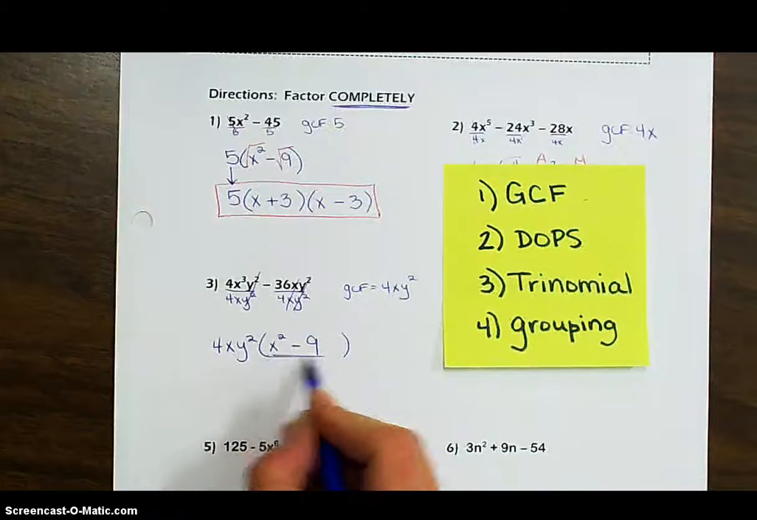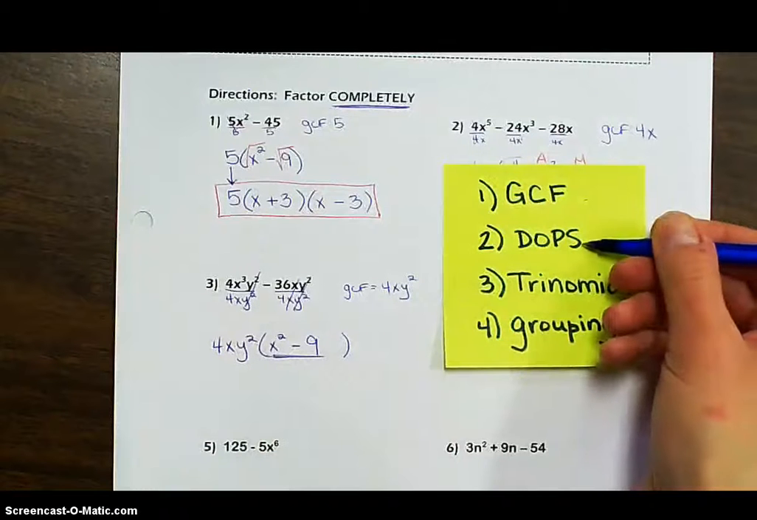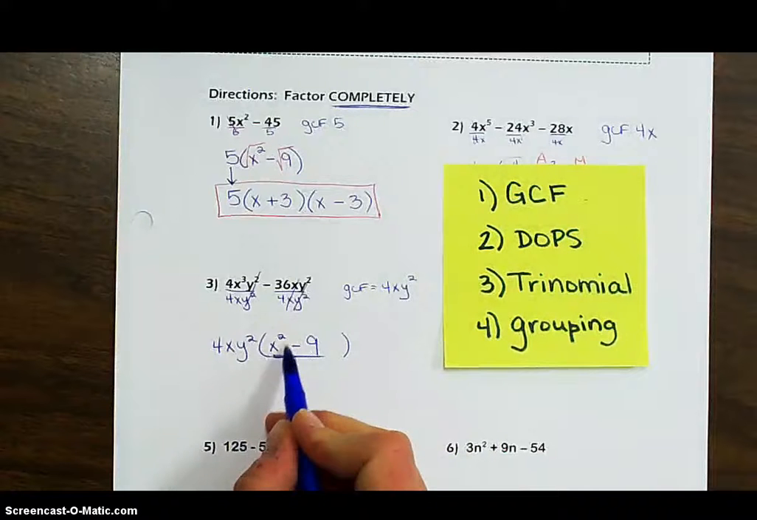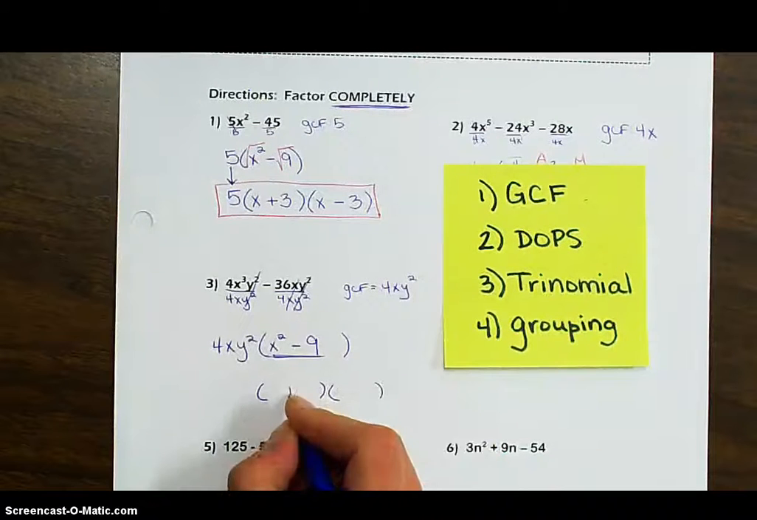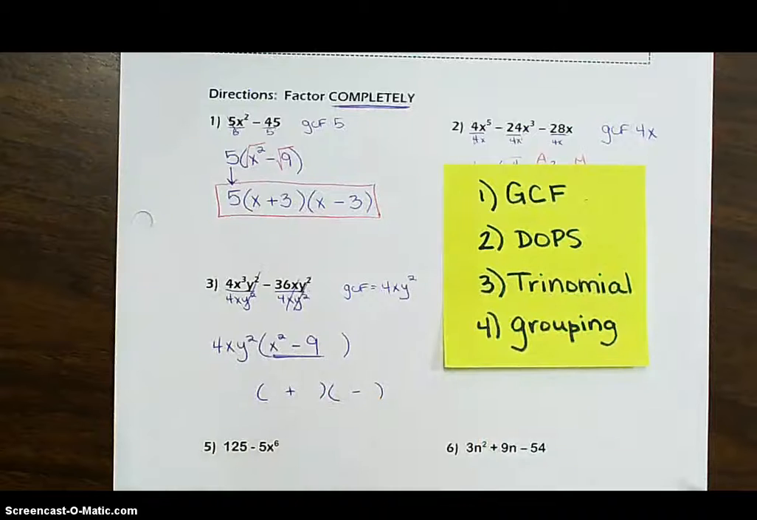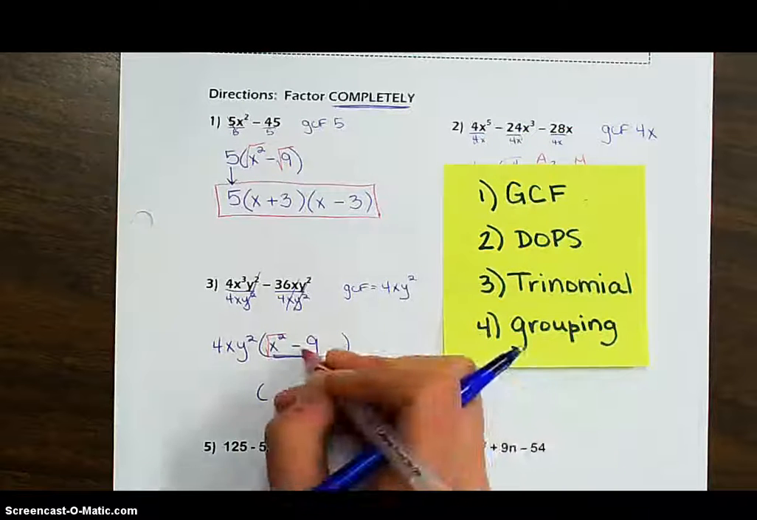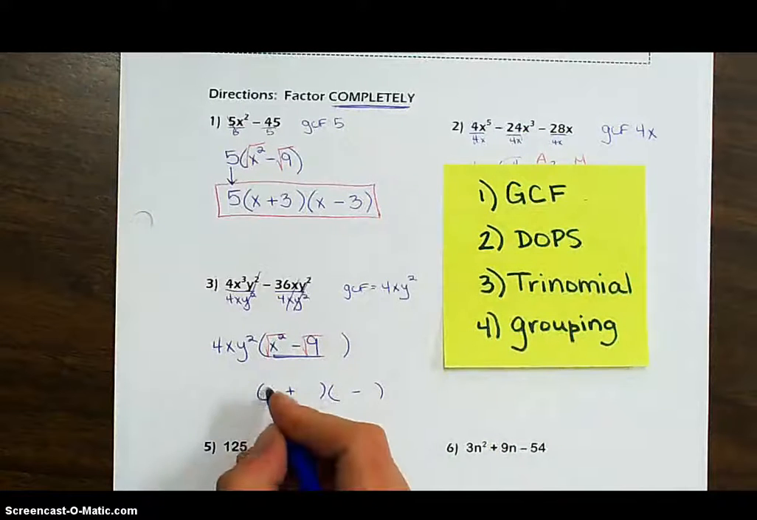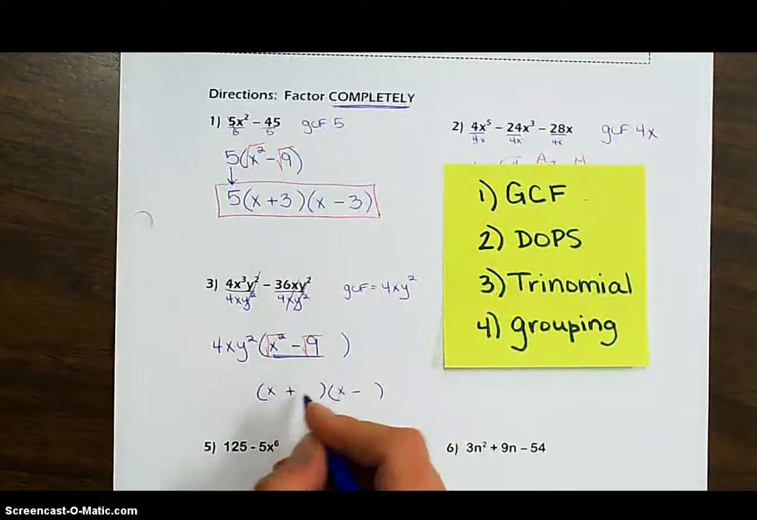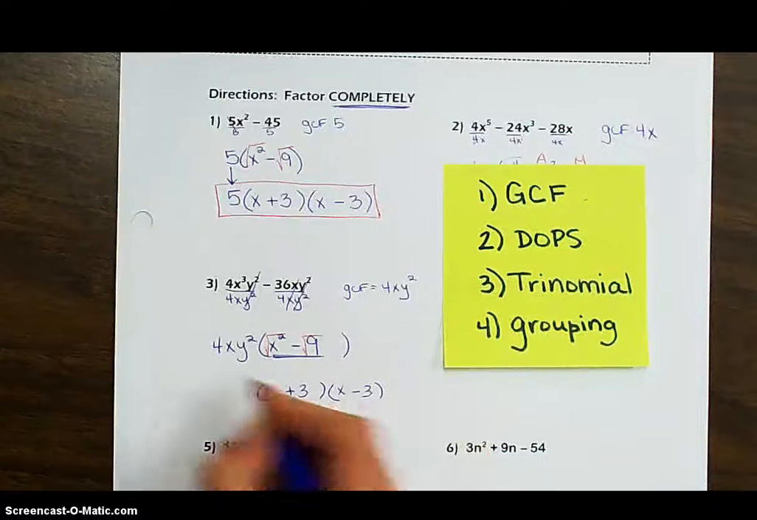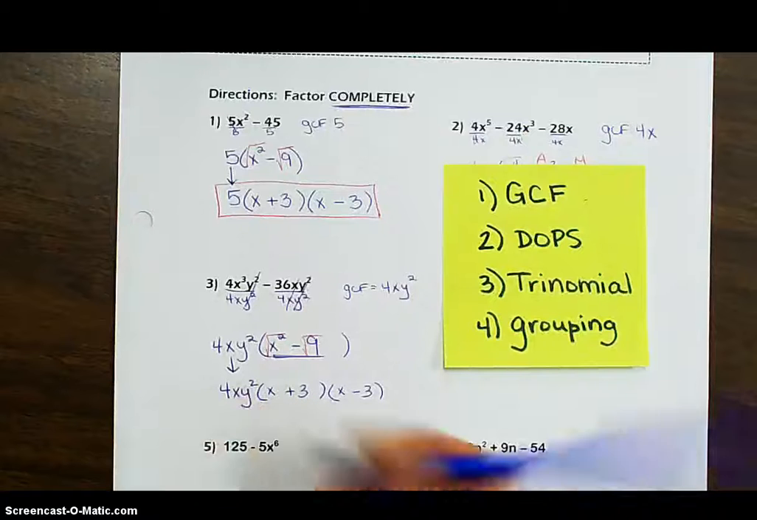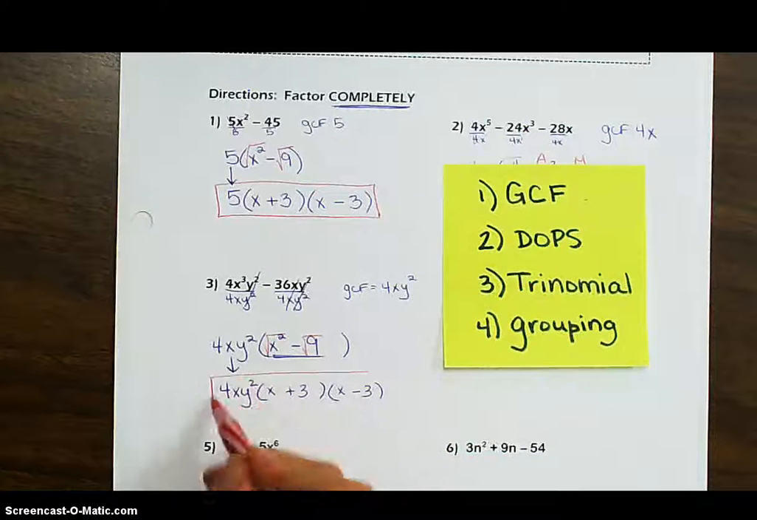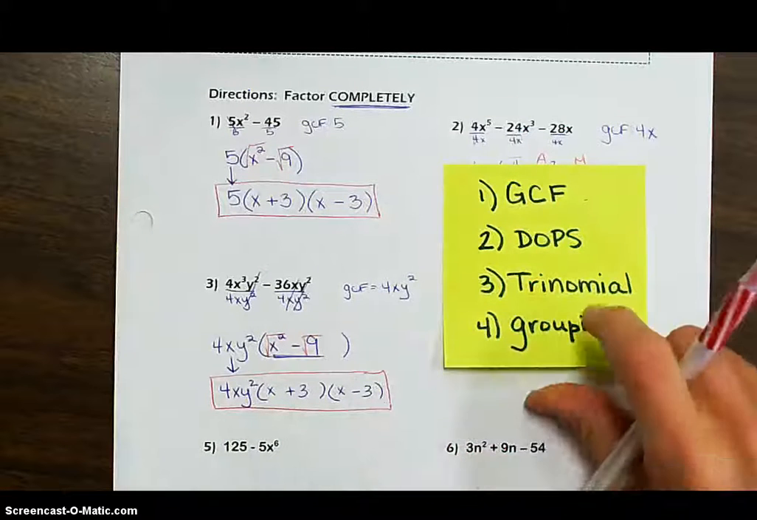So look inside your parentheses. Can I use difference of perfect squares? Yes, we can. They're both perfect squares, and we have subtraction. So I have my 2 sets of parentheses. One gets a plus, one gets a minus. We take the square root of x squared, the square root of 9. So we get x, the square root of 9 is 3, and we bring your GCF down and we put it in the front. And you now have your final answer.